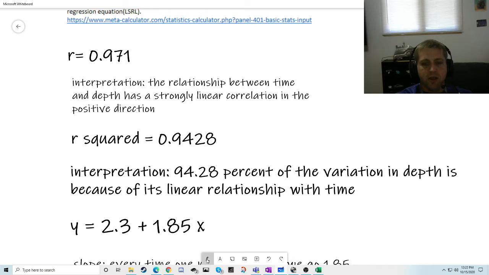So I want whatever your y is because of x, because it's independent, dependent that way. So depth is y, time is x. So it's just how much of y is because of x. That's all it is. So you just copy this sentence, but with new percent and different variables.